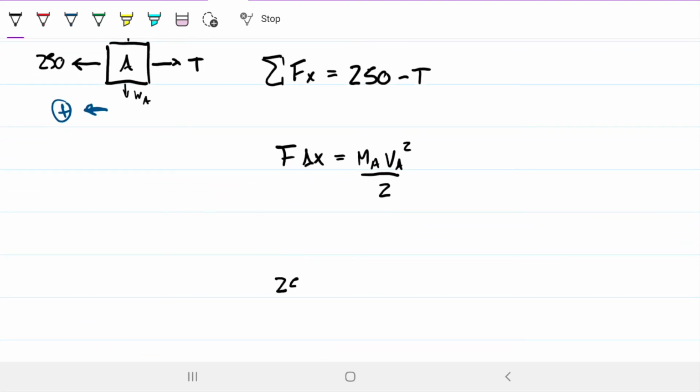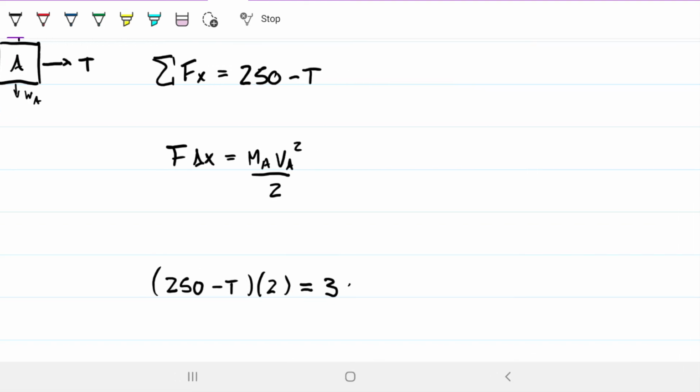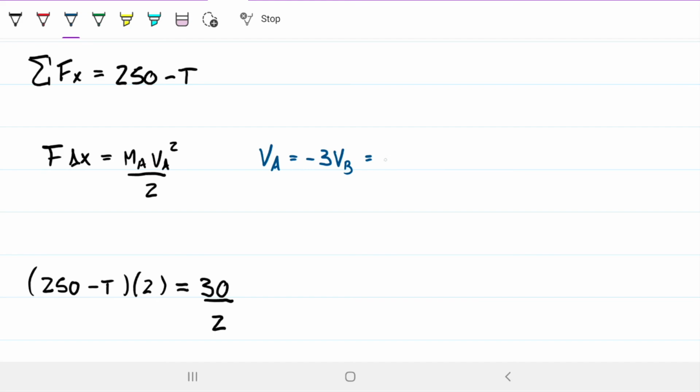So 250 minus T times the displacement on the x direction, which was positive 2 because leftwards is positive, equals mass of A, which is 30, times velocity of A, which we don't have just yet, divided by 2. The velocity of A is just minus 3 times velocity of B. We've known that for a while. Velocity of B is minus 1.51. So this is just positive 4.53 meters per second. Cool.